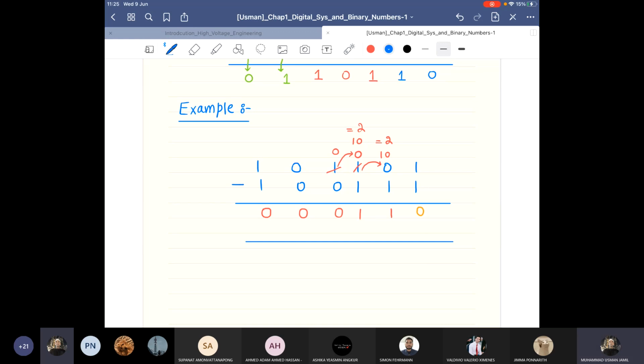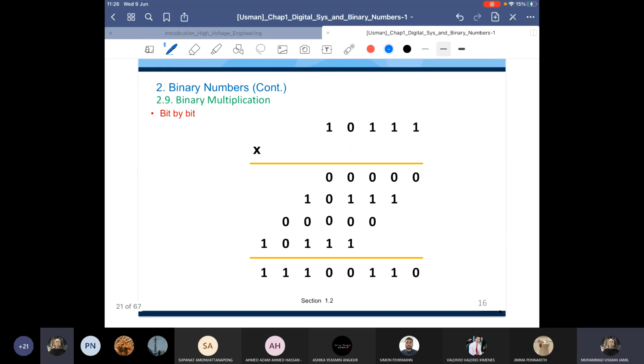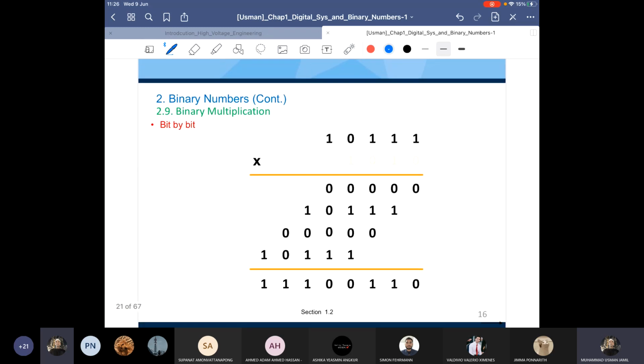So anyone has any question here for binary subtraction, and then we can move to the binary multiplication. Any one of you have any question? No, sir. Okay. If you don't have, then I think we can move to the next one, which is the binary multiplication.